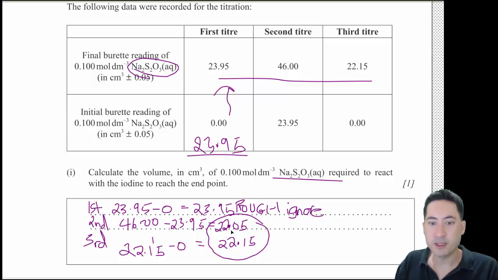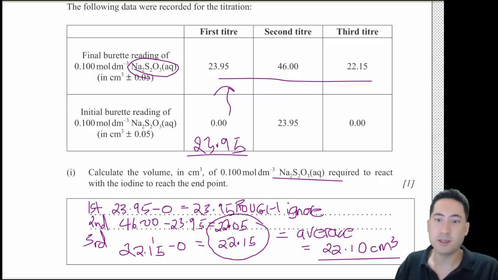And so what you want to do is get an average of those two, and there's 0.10 difference in there. I could do that in a calculator, but the average will be halfway, so it's 0.05 each way. So the average is 22.10 centimeters cubed. That's the answer we're looking for. I'd better make it clear and label things.